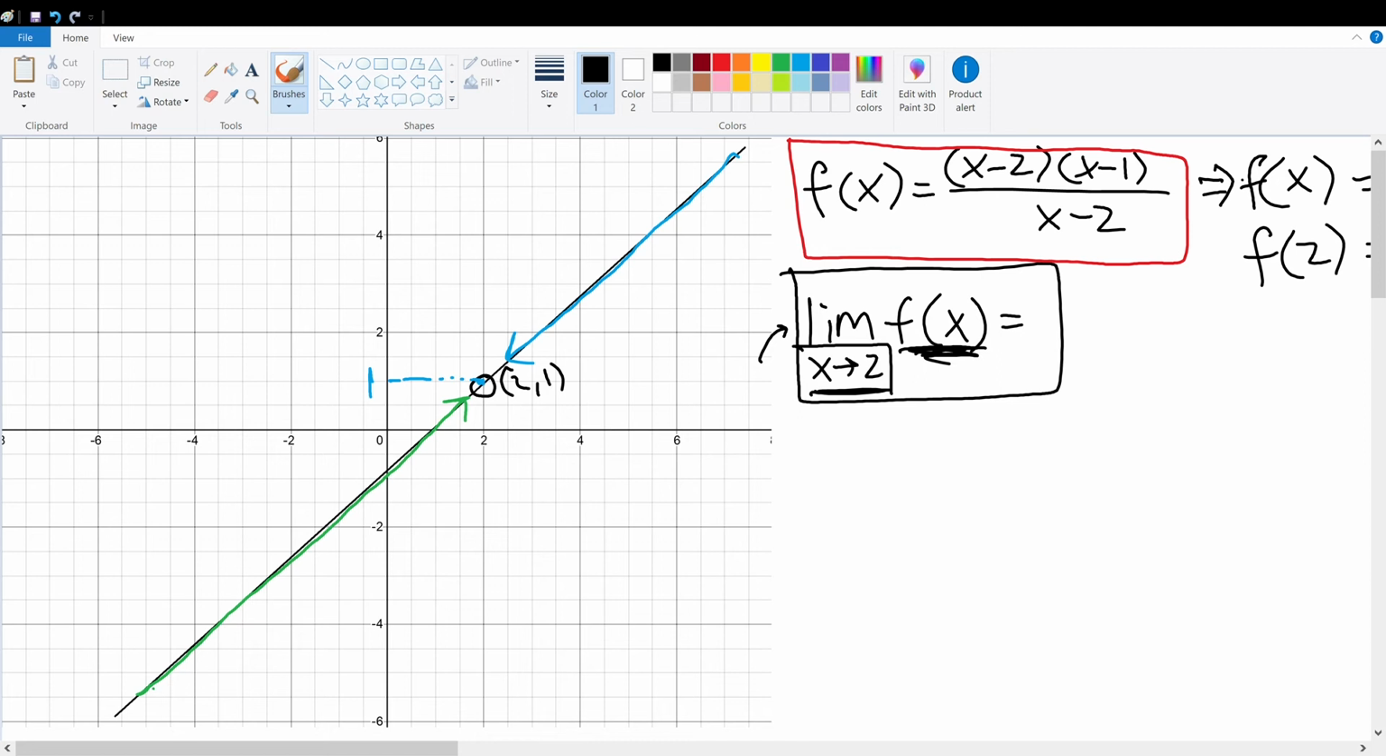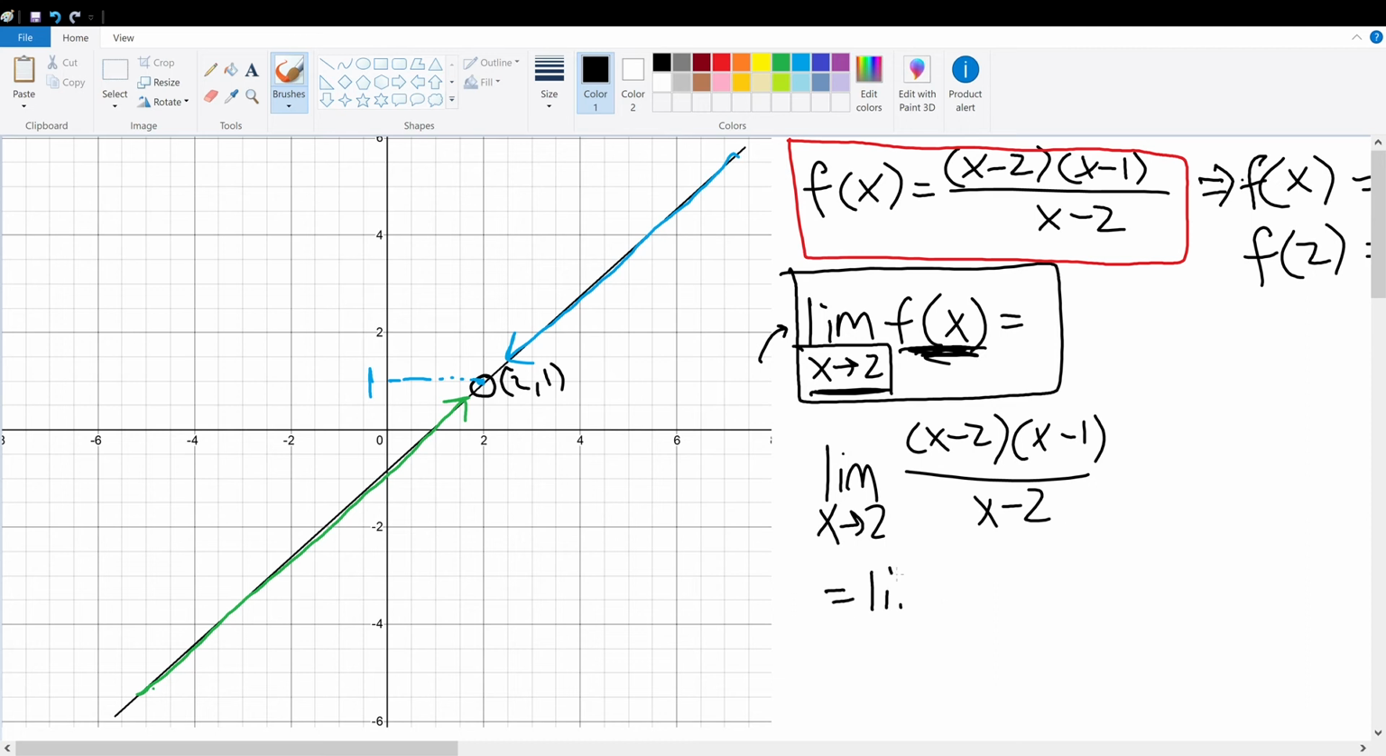To find out, let us rewrite our function. Our function is just (x minus 2) times (x minus 1) divided by (x minus 2). But notice how we have to redefine this function in order to find our limit. This will be equal to the limit when x approaches 2, when we divide x minus 2 in both the numerator and denominator, x minus 1.